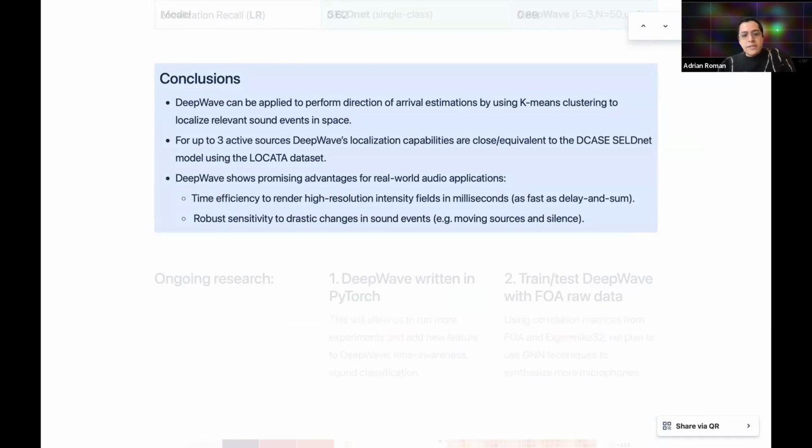Another aspect is that DeepWave is a very promising model for many more applications, even in the real world. One reason is that it is very time efficient. In the paper, the authors mentioned that it's just as fast as a simple delay and sum beamformer. And another aspect is that it is very robust to drastic changes in sound events, such as moving sources or silence. And yeah, this is pretty much the end of my presentation.